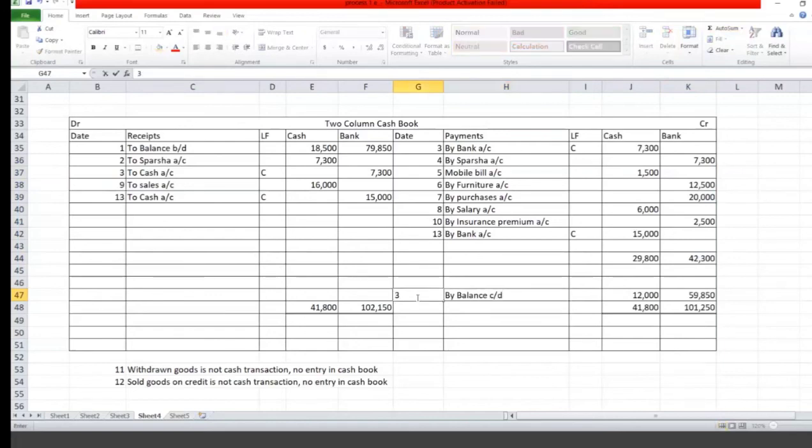Again on the next month first, we will bring that balance to the debit side. Write down on the debit side, balance brought down. What is the amount? 12,000 and 59,850. In this question, we got two contra entries.